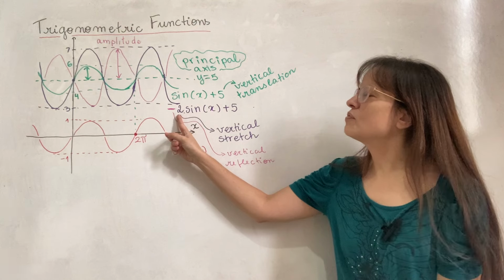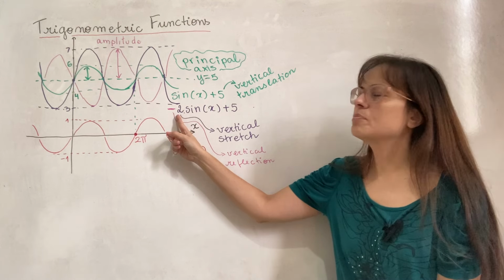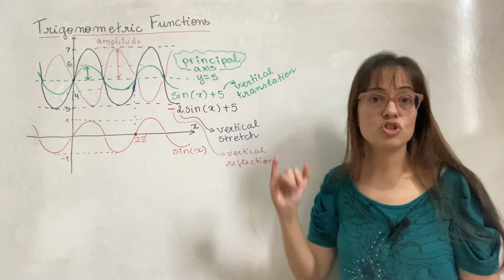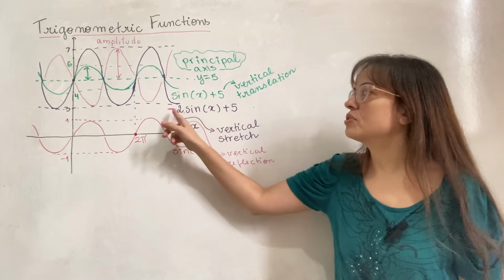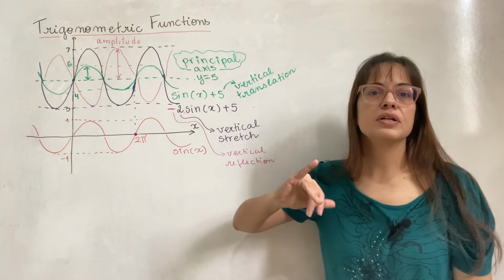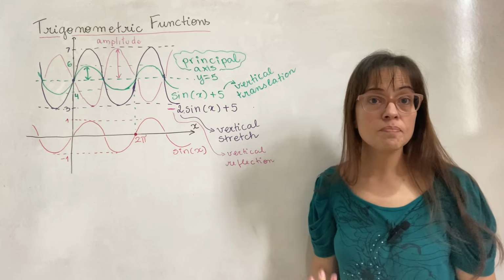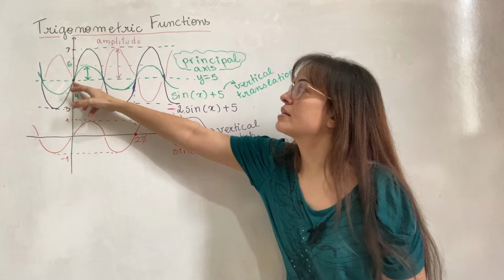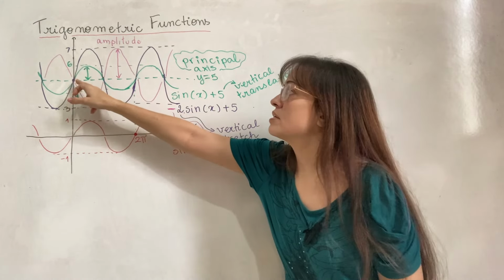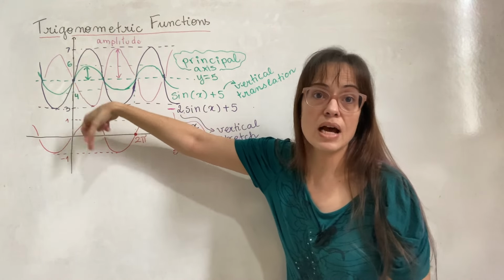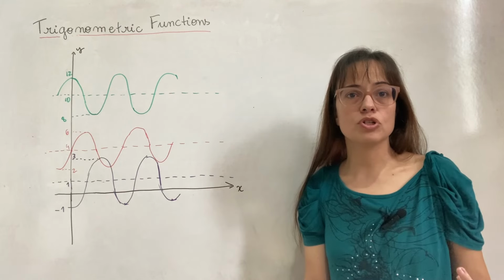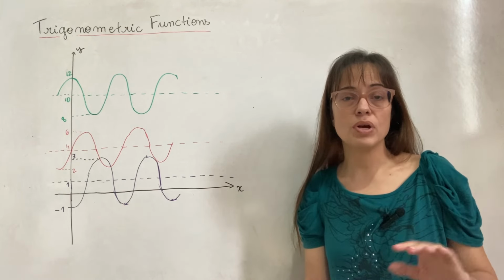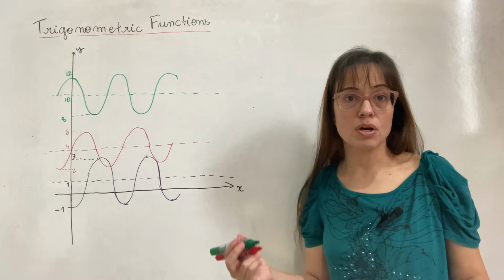And also be careful here. Don't say that the amplitude is -2 because it's not. The amplitude is 2. It's just that in the case of the pink function, there is a negative sign there because it has suffered a reflection. So that means that instead of starting at the principal axis going up, it starts at the principal axis going down.